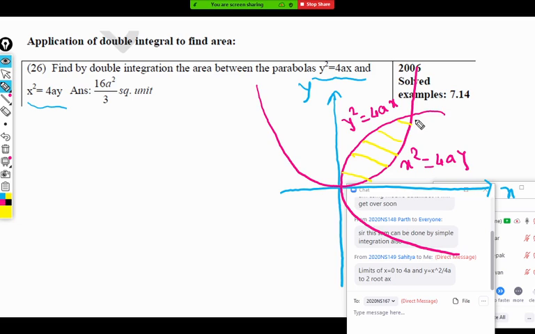What are the points of intersection? Sir, 4a, 4a. Good, and that is 0, 0. Yes, very good. Does anyone have a doubt in getting this coordinate 4a comma 4a? To get these coordinates, you have to solve these two equations simultaneously if you are not getting it. So these are the two points which satisfy both the curves. Okay, now tell me the formula for area.